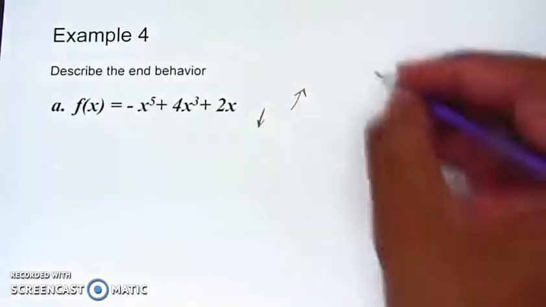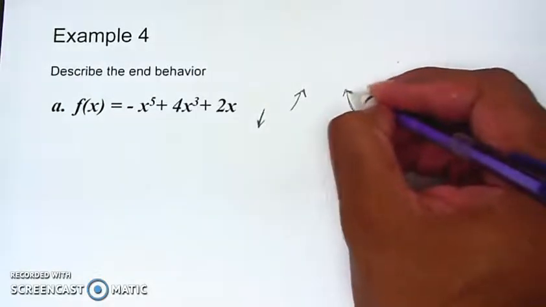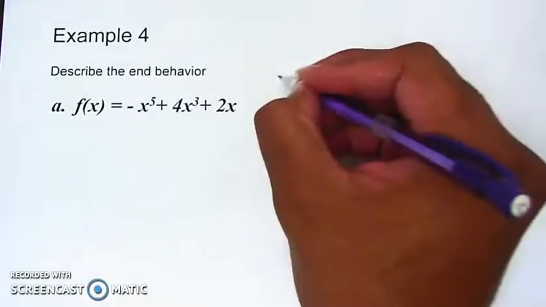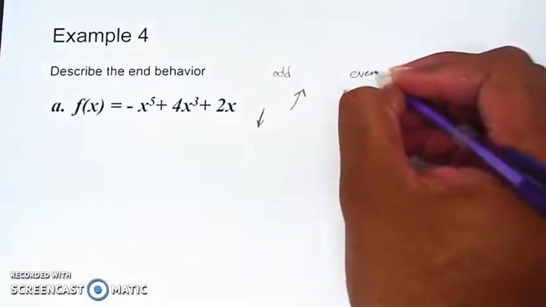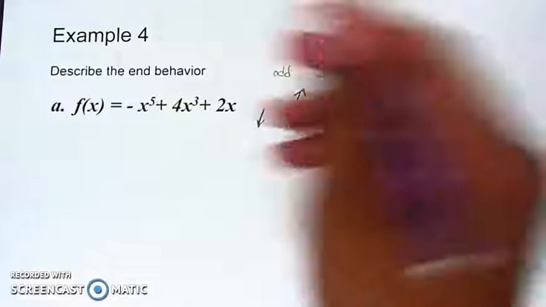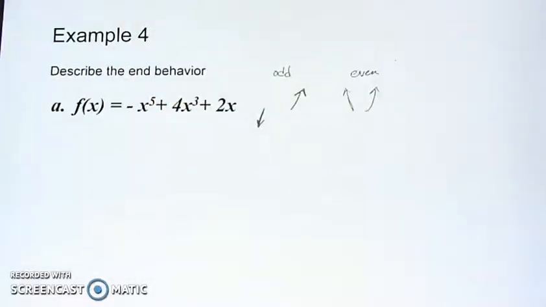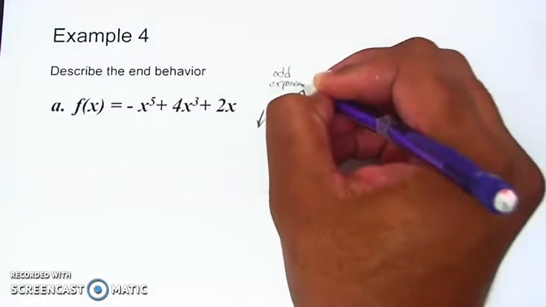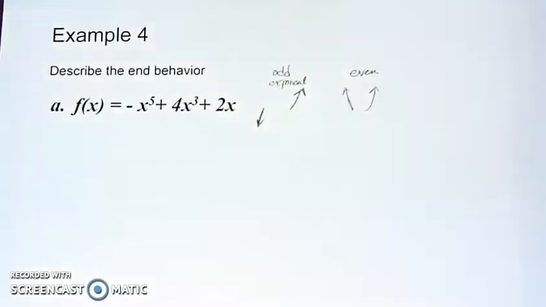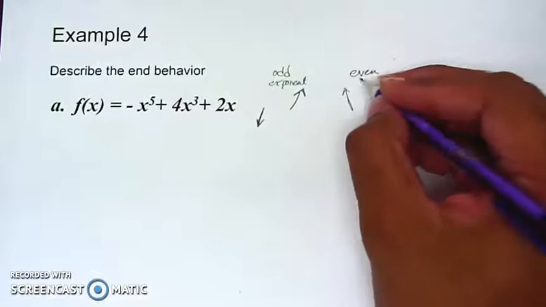If it was even, it would go in the same direction. So again, this is odd. This is an even exponent. So with that, if it's an odd exponent for the leading coefficient, it's going to go in opposite directions. If it's even, it goes in the same direction.